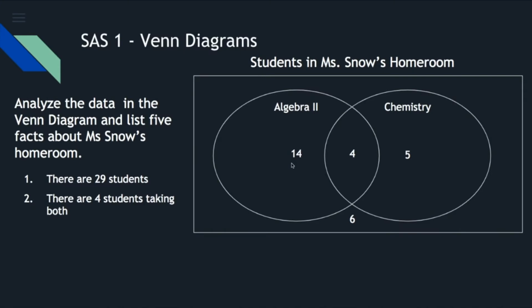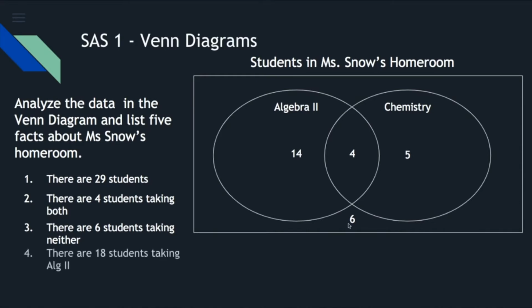We have 4 students taking both. And there are 6 students taking neither. Notice that the 6 lies outside of any circle. The circle is Algebra 2. Any students inside the circle take Algebra 2. And this is chemistry, and students inside that circle are taking chemistry. So the 6 is inside neither, so they are taking neither.